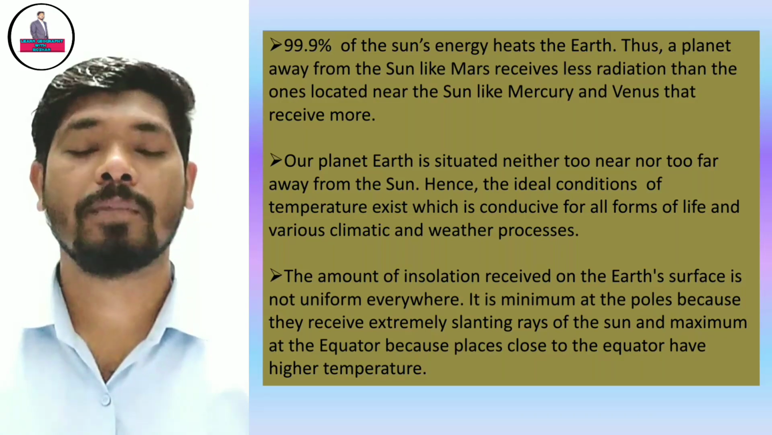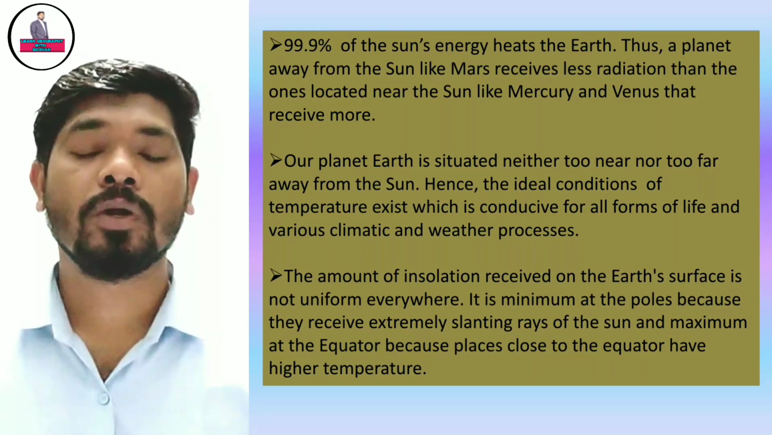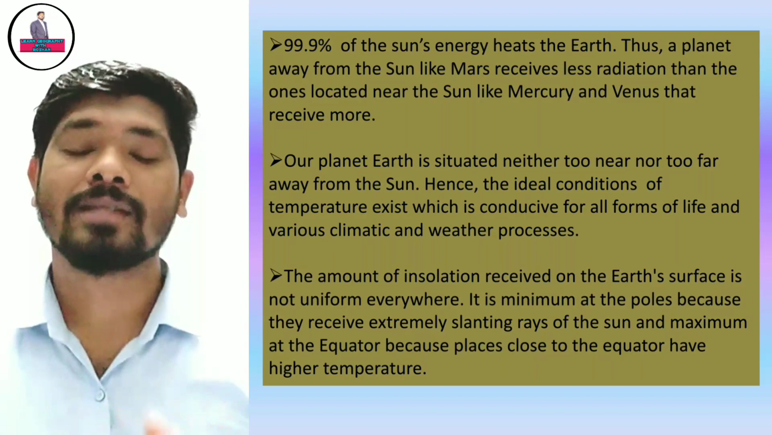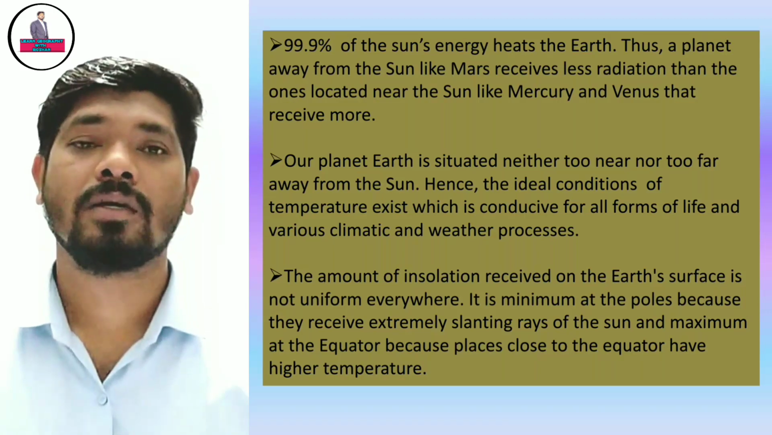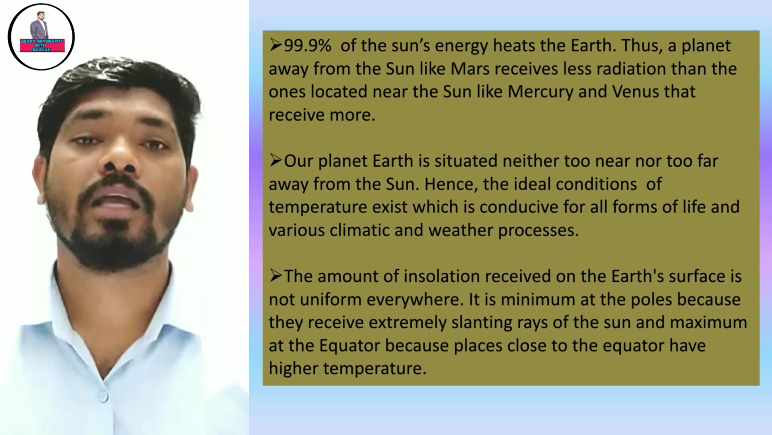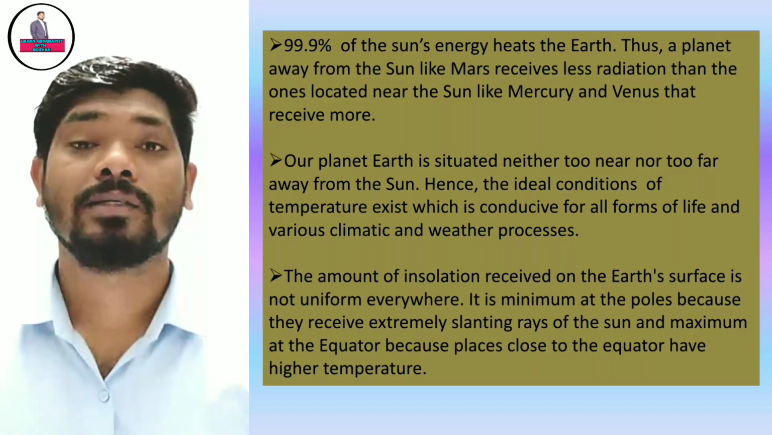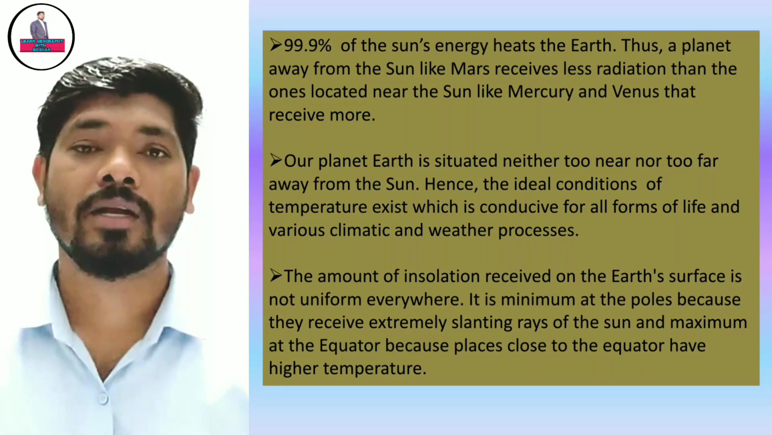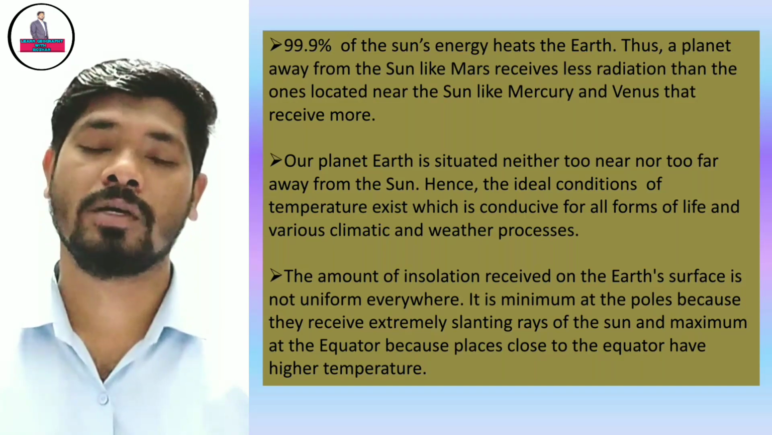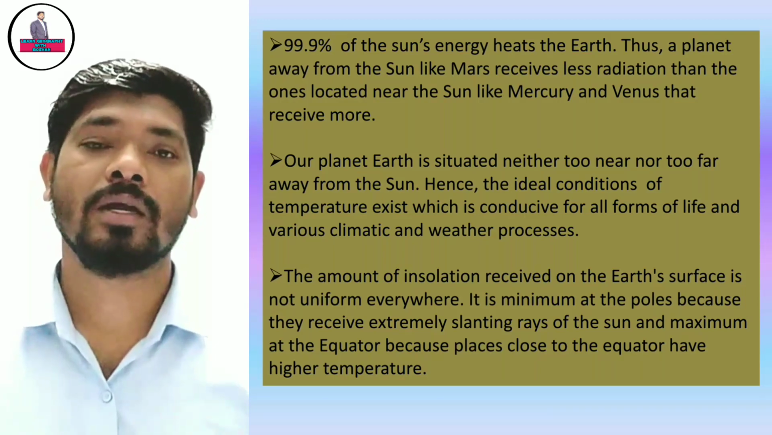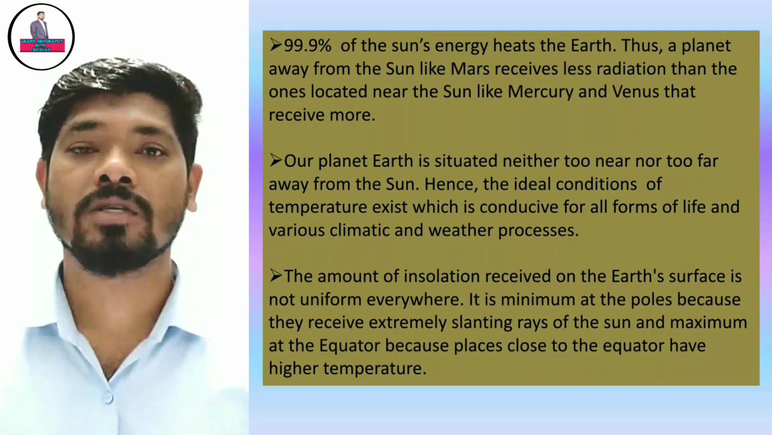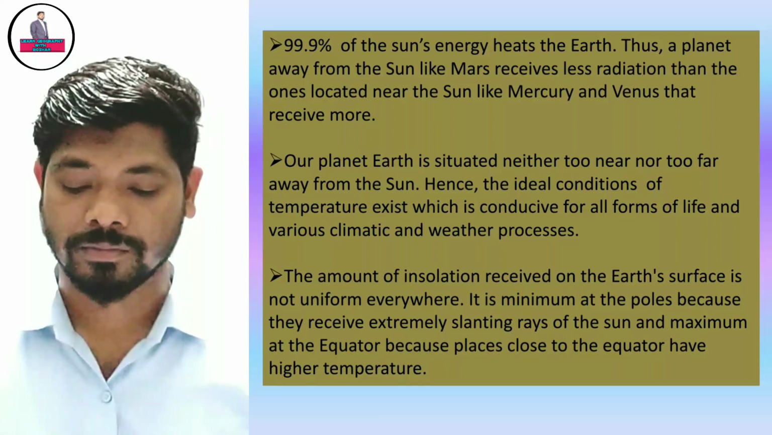Why is it minimum nearby the poles? Because the polar areas, or higher latitudes, receive slanting rays of the sun, and the low latitudes, that is nearby the equator, receive the direct rays of the sun. That is how the difference in the amount of temperature is received on the Earth's surface. Nearby the equator it is warmer and hotter, but nearby the poles it is cool.